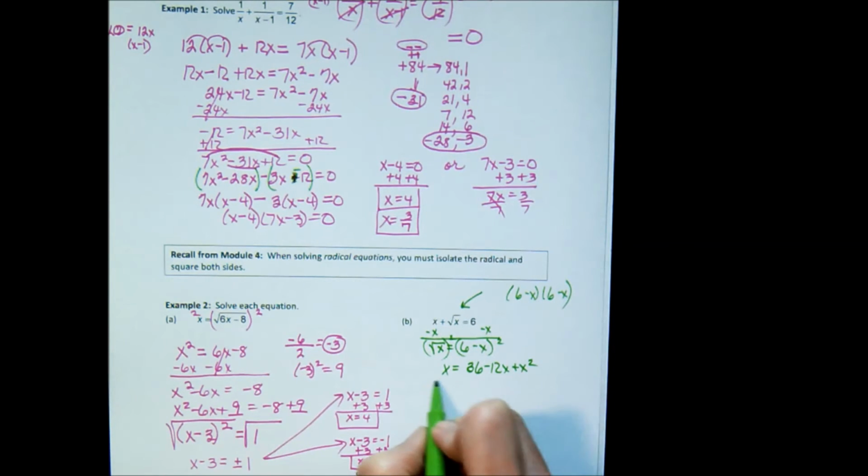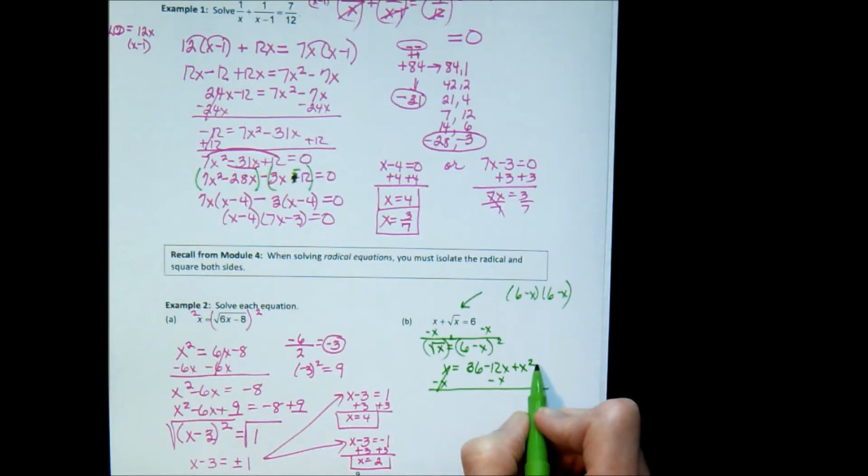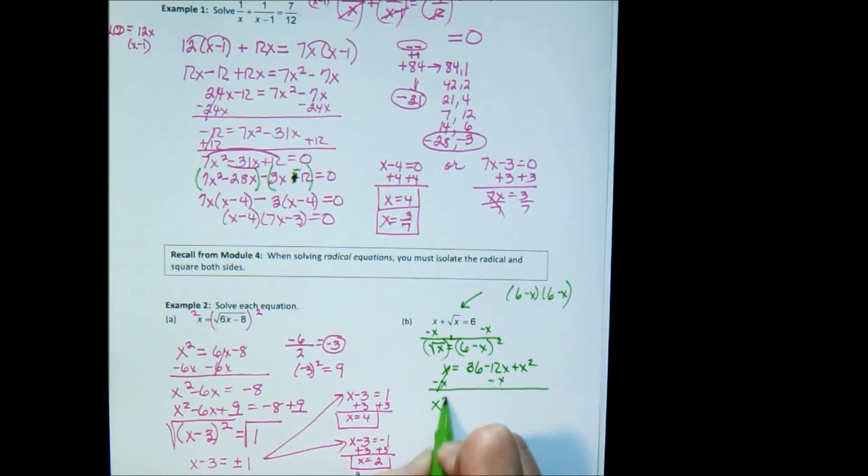I'm going to subtract an x. Now I'm going to write it in a different order. I want the x squared first. That's going to be x squared minus 13x plus 36 equals 0. This is not a good candidate for completing the square because it has a middle term that is odd. So I'm going to factor.